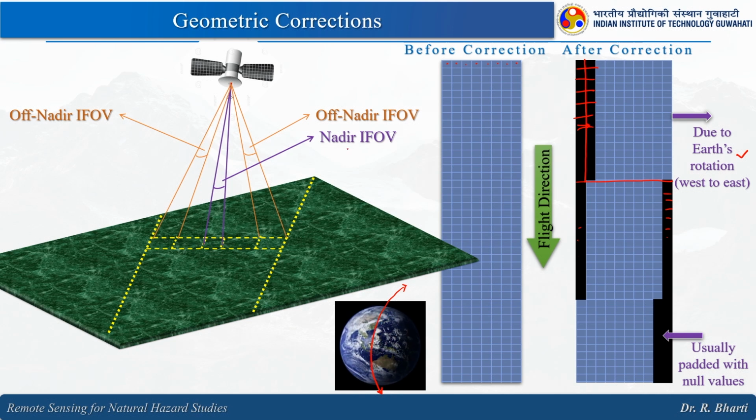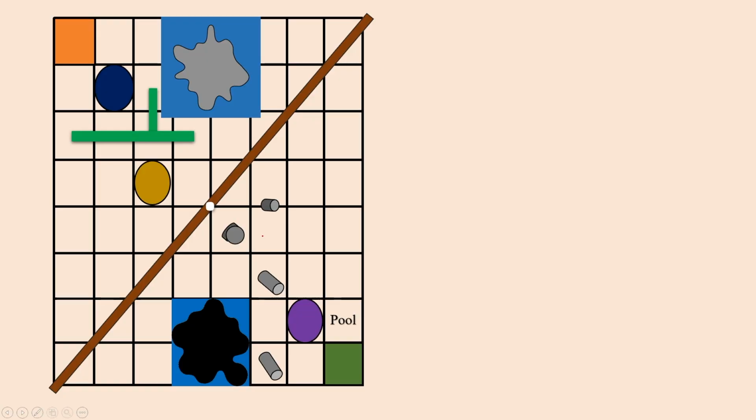So this is nadir IFOV, this is off nadir IFOV, and here you can see the size of the ground captured by this particular detector at the nadir, it is smaller than the off nadir IFOV, right. So this kind of problem you will have before the geometric correction. Once you apply the geometric correction, all the pixels are in the same spatial resolution.